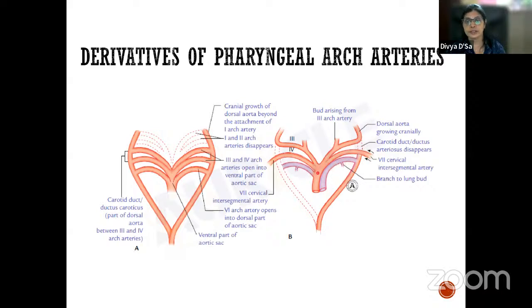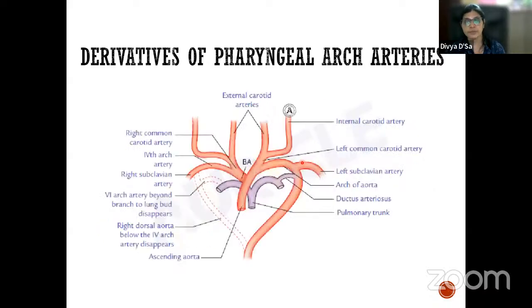Next is the fourth arch. In the fourth arch, we have the formation of the arch of aorta on the left side. The seventh intersegmental artery comes and joins here. This forms the subclavian artery on the left side. Whereas on the right side, this portion will disappear, and only the proximal portion remains, which will form the right subclavian artery. The remaining portions will disappear.